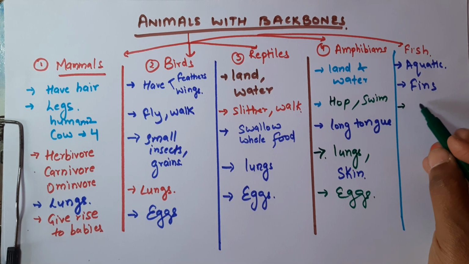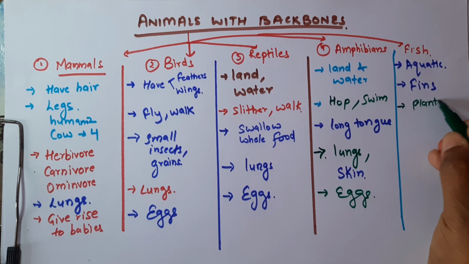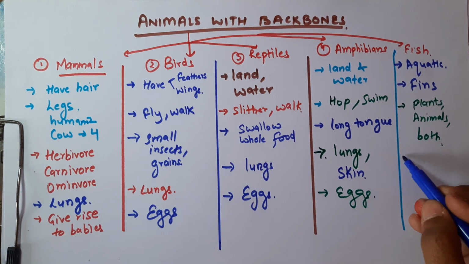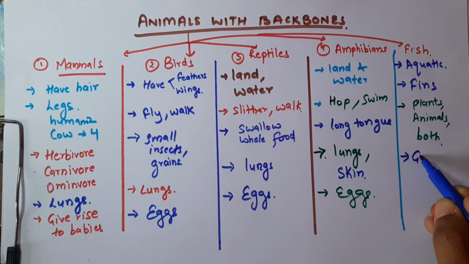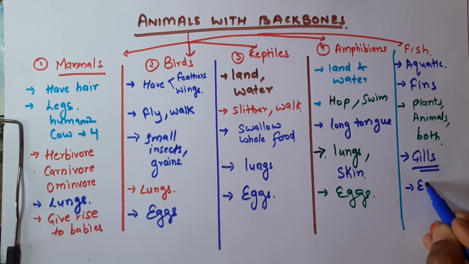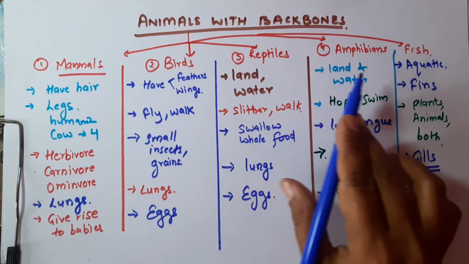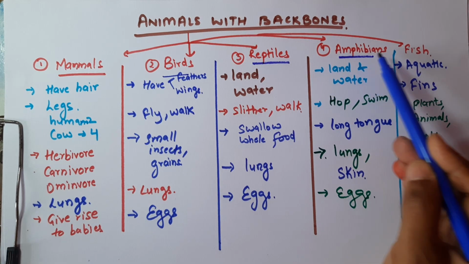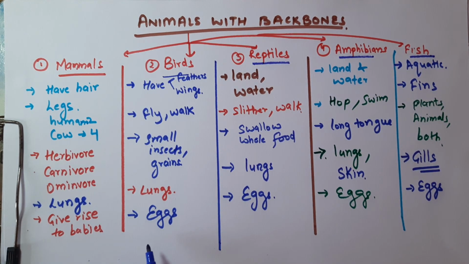So what does a fish eat? It will eat small plants. Aquatic plants are there. Some big fishes will eat the small fishes also, so they eat animals. And some can eat both. Now to breathe inside the water, the fish has a special structure known as gills. And the fish also lays eggs. So among all the animals with a backbone, that is the mammals, birds, reptiles, amphibians and fish, only mammals give rise to babies, and the other four categories give rise to eggs.